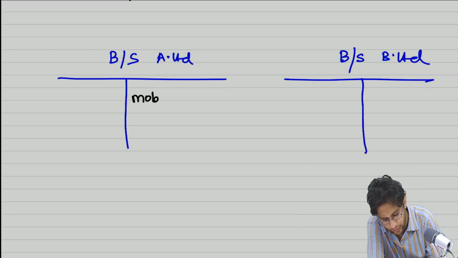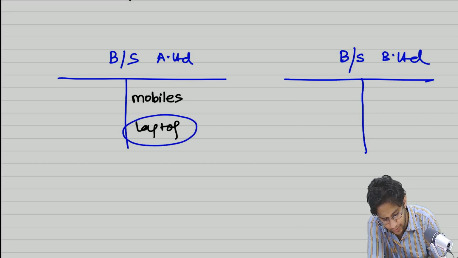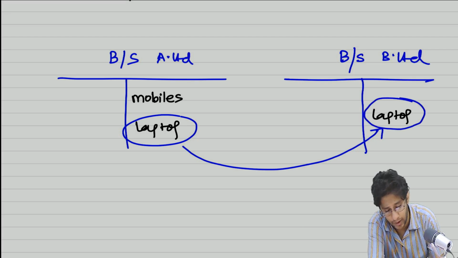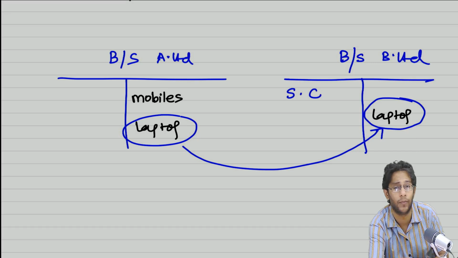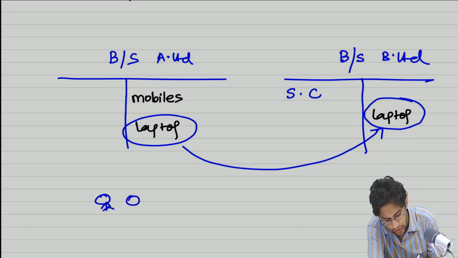This fellow is having two divisions. One is the mobiles division, one is the laptop division. A Limited has transferred the laptop division to B Limited. So the laptop division's assets, liabilities, everything will go into B Limited. B Limited is a newly formed company. It issues shares not to A Limited but to shareholders of A Limited.